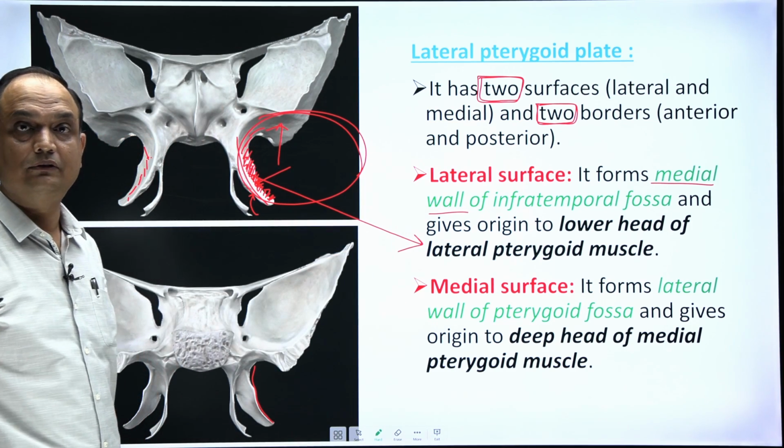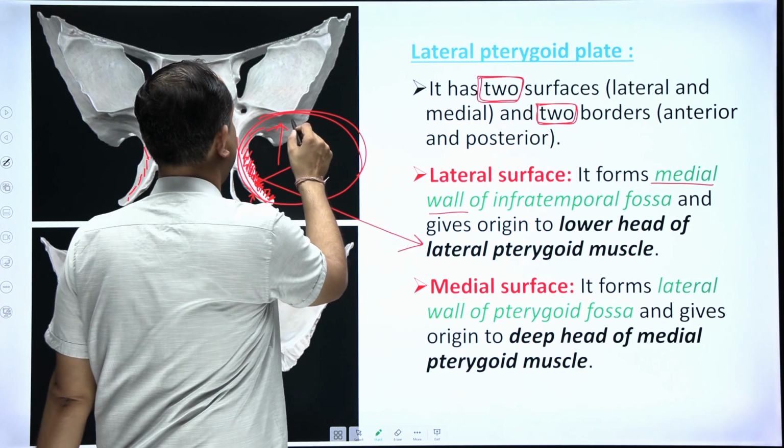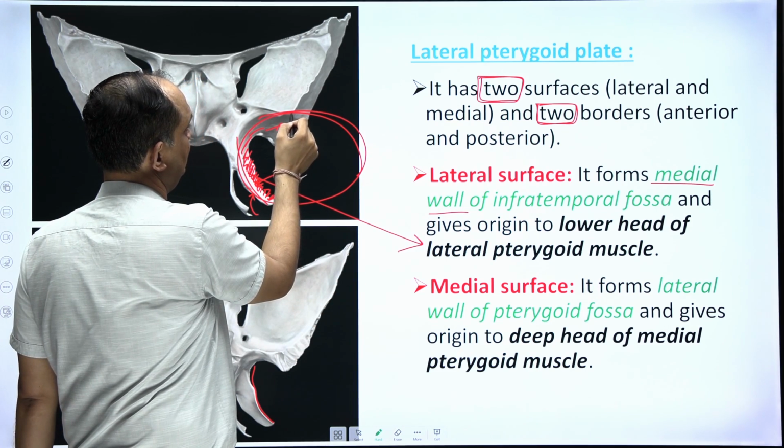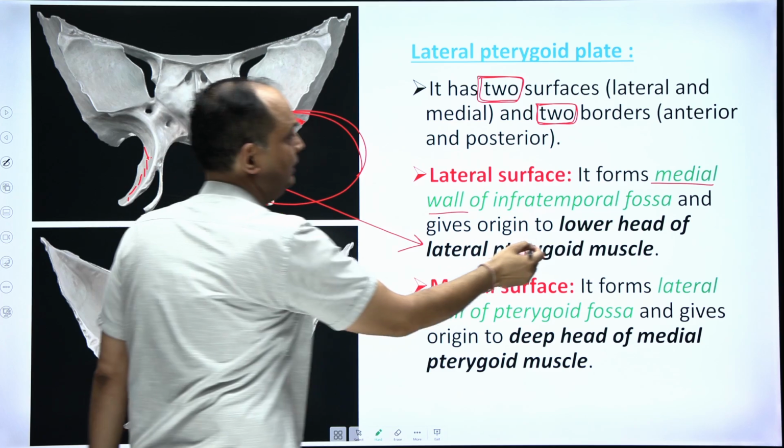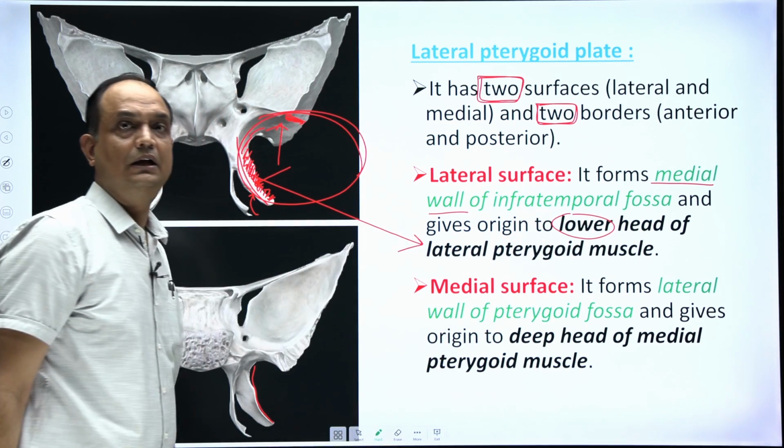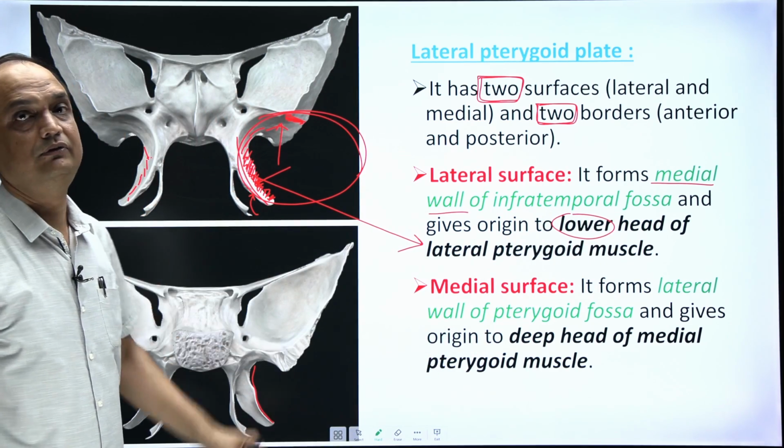Now, there are 2 heads of the lateral pterygoid. One is the upper head that comes from this infratemporal crest, and one is the lower head, and this lower head is coming from this lateral surface of the lateral plate.